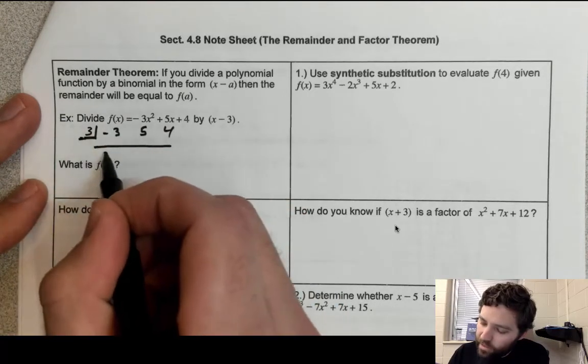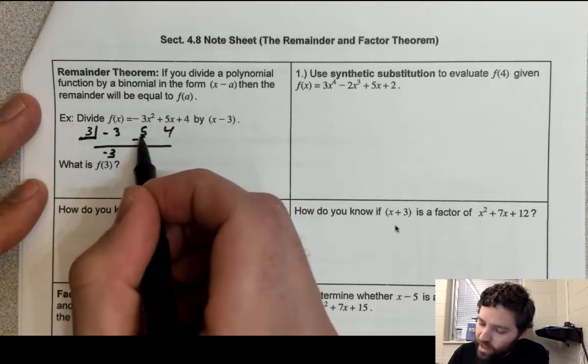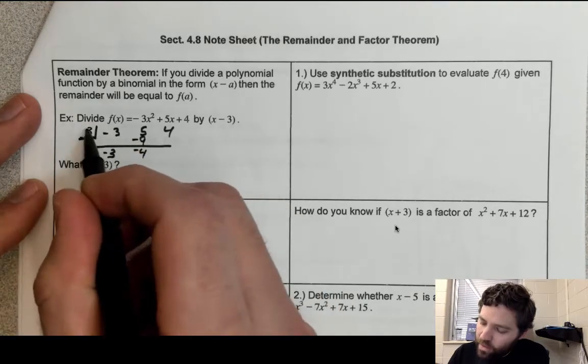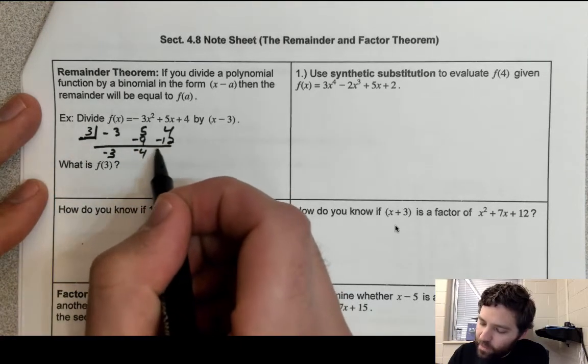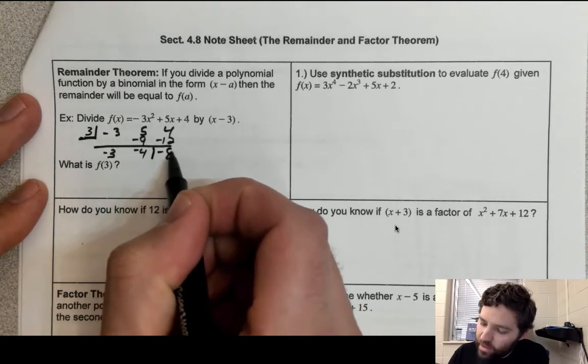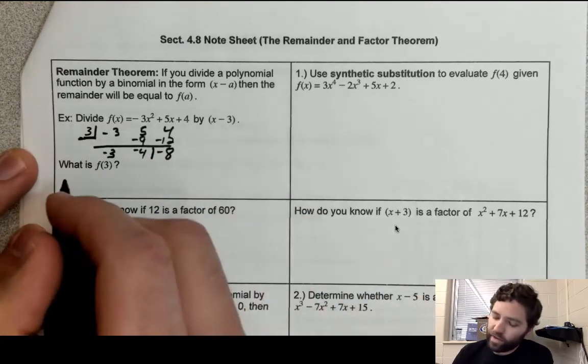I'm going to bring down the negative 3. 3 times negative 3 is negative 9. Add them up, that's negative 4. 3 times negative 4 is negative 12. Add them up, I get negative 8. Okay, nothing interesting yet. Now let's figure out what f of 3 is.